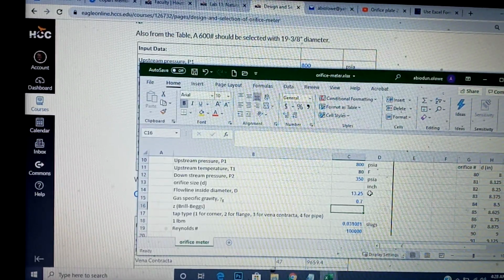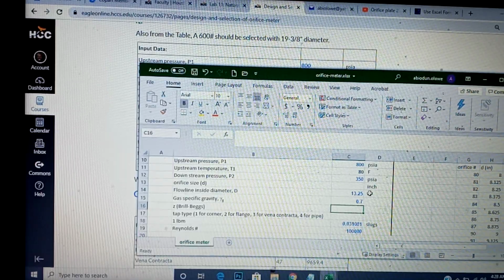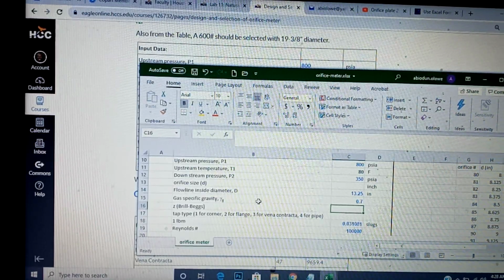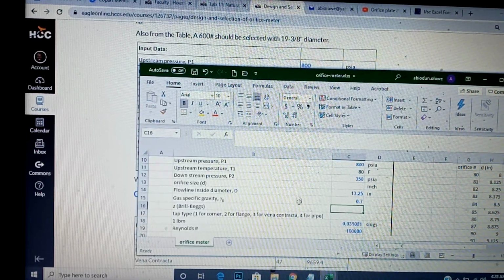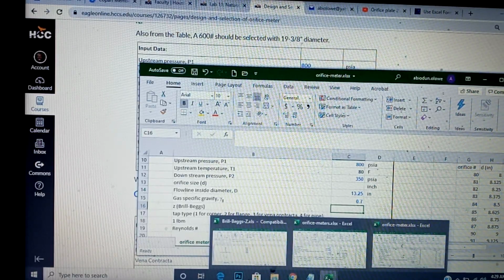Now let's find Z first. We have to get used to using Breedbex. And in the remaining part of the course, we're going to be needing Z. So get used to know how to use the Breedbex now. So I'm going to open Breedbex to find the Z.